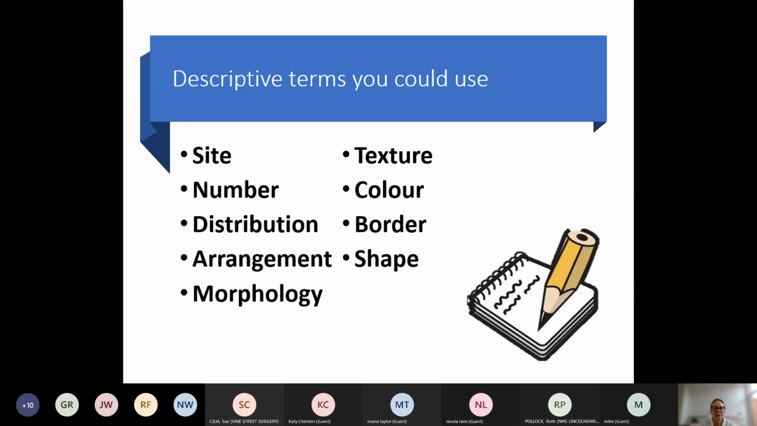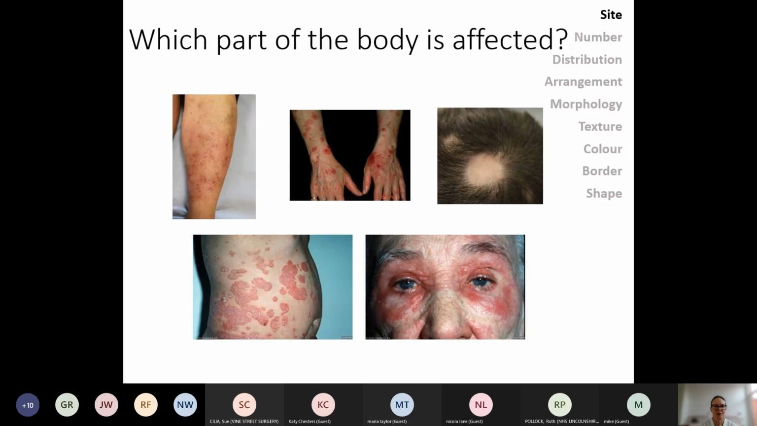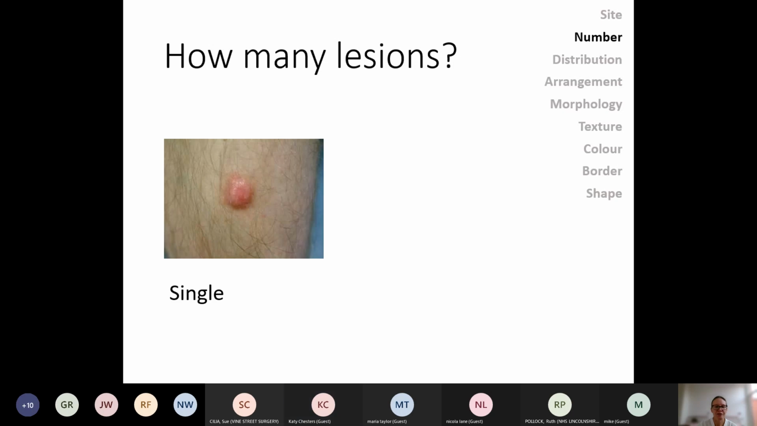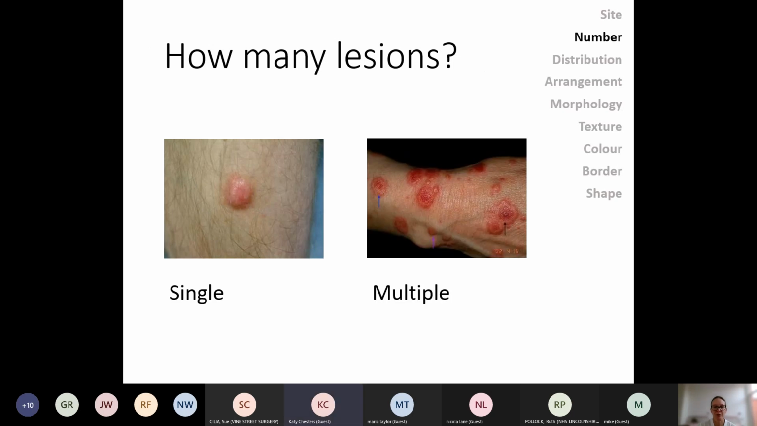So thinking about terms that you could use to describe rashes, these are the kind of sections and ways that you can think about what words you could use. So we'll just go through those different sections. So first of all, the site, which part of the body is affected, and we'd ask that in the history, but we can just have a look. And that's probably an easy bit to describe, whether it's the legs, the arms, the scalp, all over or whatever. And then the number, so how many things they've got. If they've come about a skin lesion rather than a rash, have they just got one of those or have they got multiple?